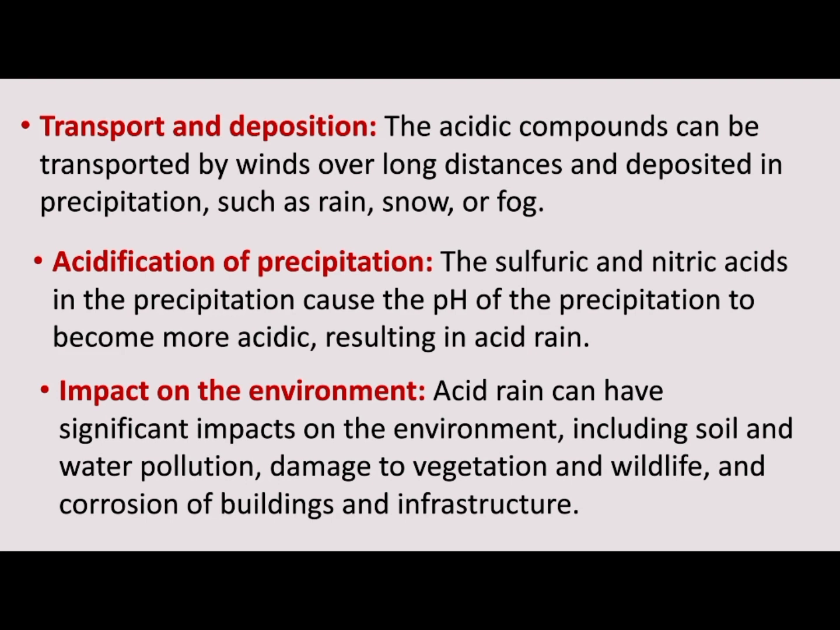Next is the impact on the environment. The last step of the mechanism is the impact on the environment, how it impacts humans or the environment, including soil and water pollution, damage to vegetation and wildlife, and corrosion of buildings and infrastructure. These are the impacts of acid rain on the environment.